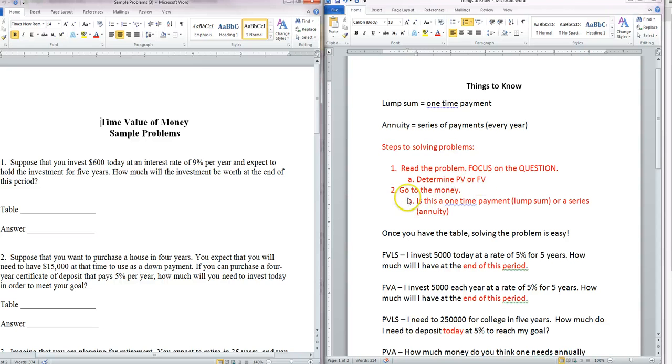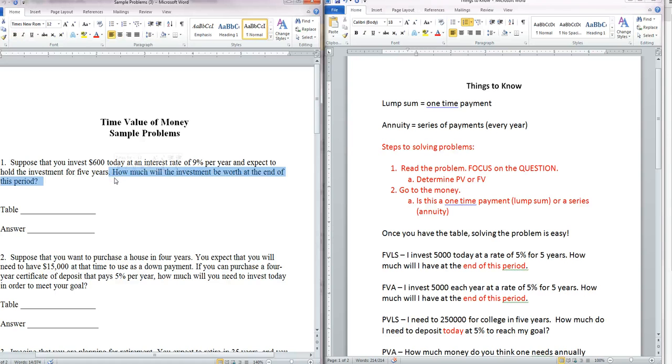The second step is you're going to go to the money, not the interest rate, but you're going to go to the money. And you're going to ask yourself, is this a one-time payment, which is a lump sum, or a series, which is annuity? So let's try it. Let's go over here to problem number 1. It says, suppose that you invest $600 today, interest rate of 9%, and you're going to hold the investment for 5 years. How much will the investment be worth at the end of the period?